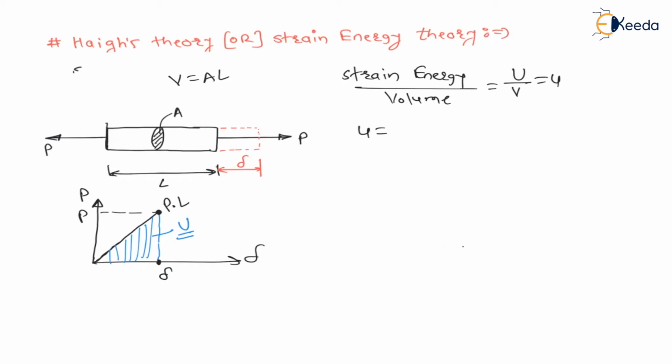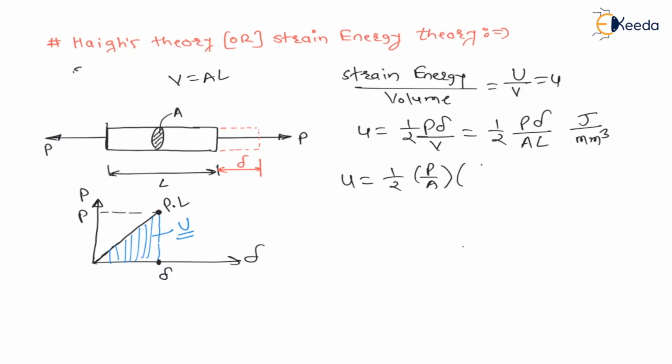Therefore, u is equal to strain energy, 1 half P delta, divided by volume. Volume is nothing but area into length. This strain energy per unit volume is measured in joule per mm cube, since energy is in joule and per unit volume it is joule per mm cube. Therefore strain energy per unit volume is 1 half P by A into delta by L. P by A is stress, and change in dimension over the original dimension is nothing but strain.